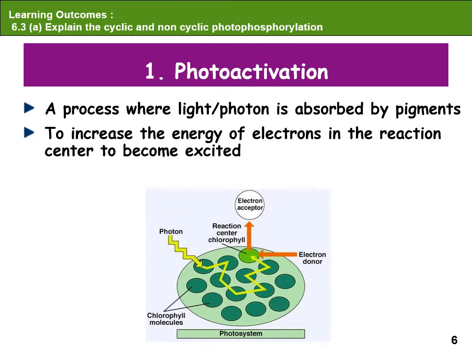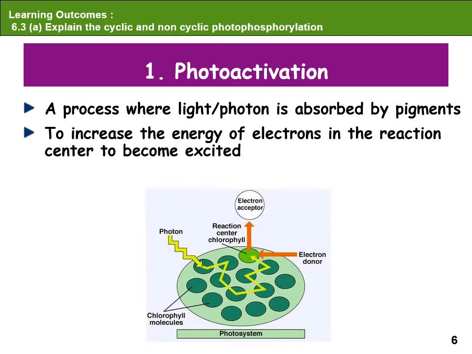There are three processes that occur in the light dependent reaction. The first one is the photoactivation, the second one photolysis, and the third one is the photophosphorylation. So we look first to the photoactivation. So actually photoactivation is a process where light or photon is absorbed by pigments to increase the energy of electrons in the reaction center to become excited.